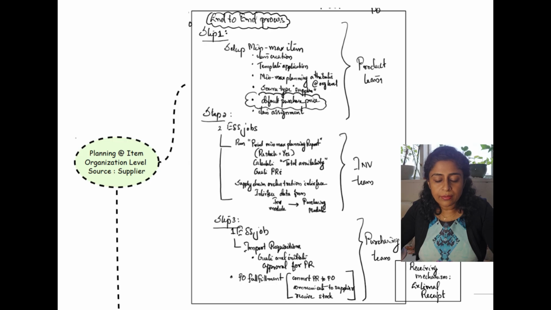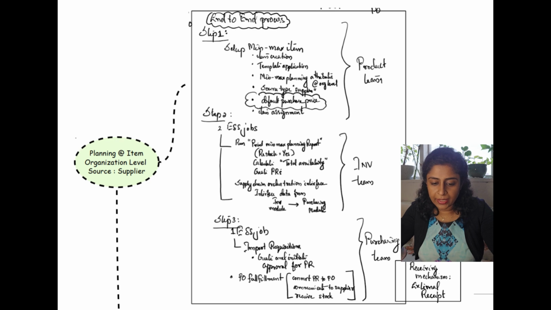Now the end-to-end process for min-max planning with supplier source type. When the source type for a buy item is set to supplier, the replenishment process is a joint effort between three key teams: the product team, the inventory team, and the purchasing department. It begins with the product team, who perform the one-time item setup.